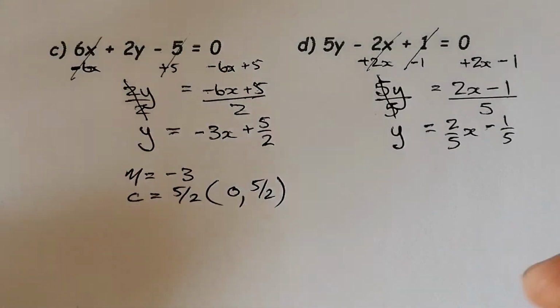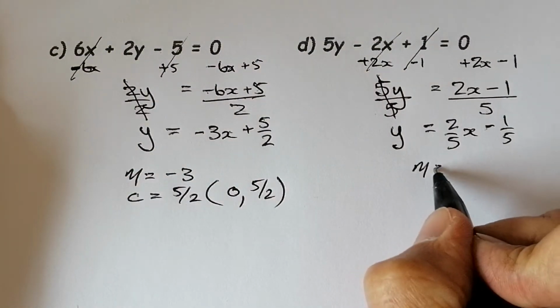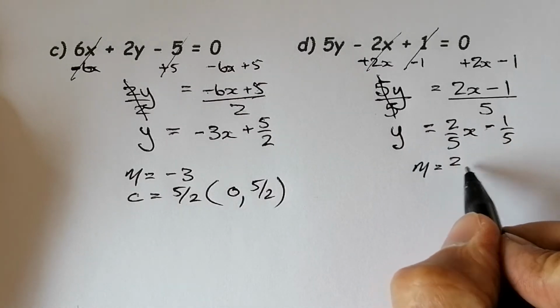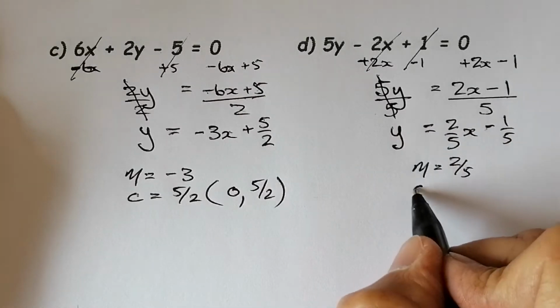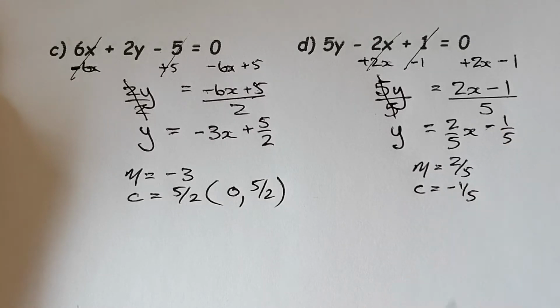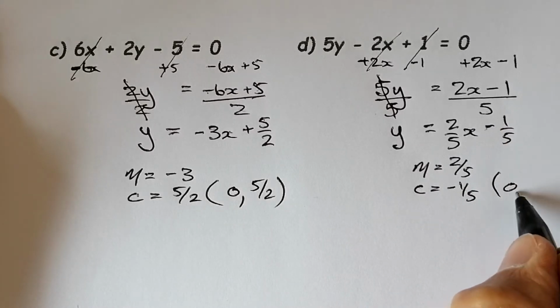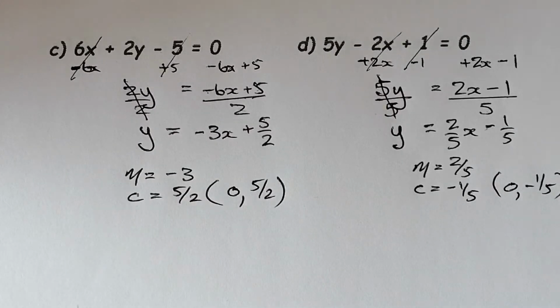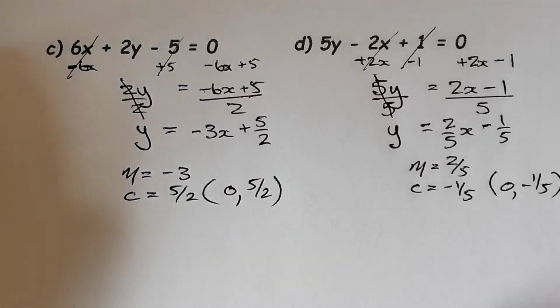So what I've got is two fractions there, but my gradient is just the number that's sitting in front of x when I've got 1y on that side. So gradient is 2 upon 5, and my c value is a negative 1 upon 5, okay, negative 1/5. So the coordinates there would be 0, negative 1/5 for the y-intercept.